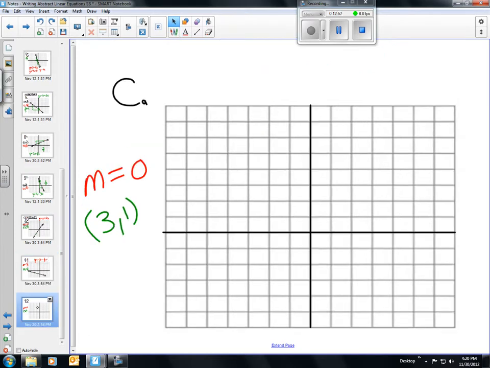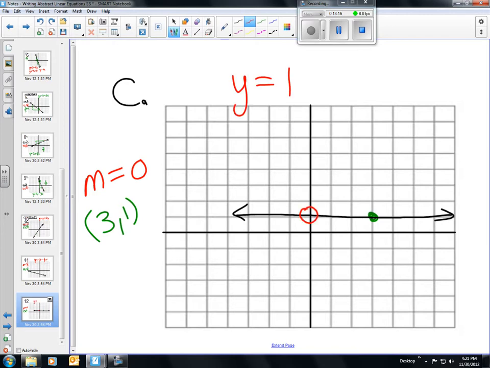And lastly, we have the point 3, 1. So the point 3, 1 is here. We're using the slope of 0. So since it's a 0 slope, we can just draw a straight line across here. And now we need to write the equation. So y equals, it crosses the y-axis at positive 1 plus 0x, which you can actually just write as y equals 1. That would be correct as well.